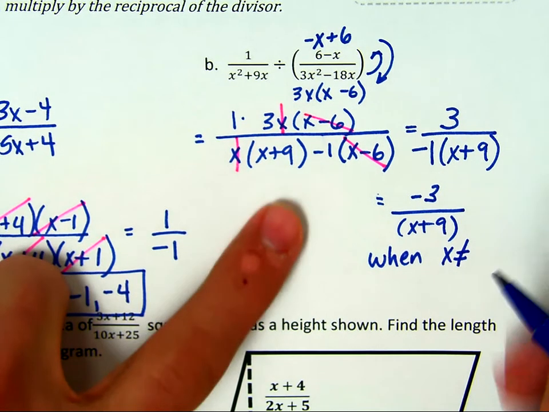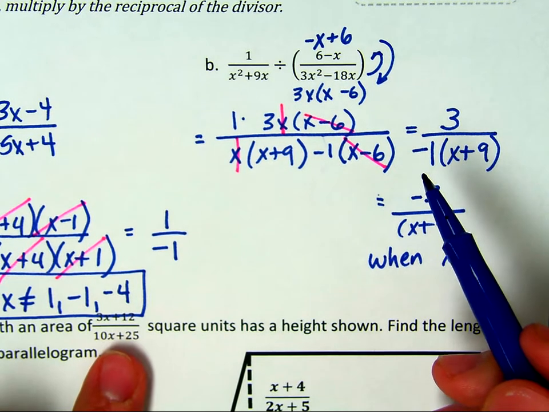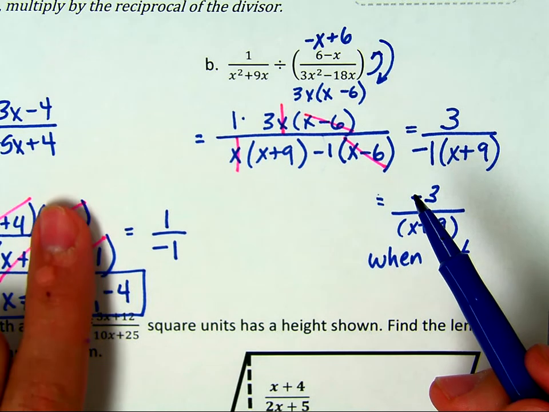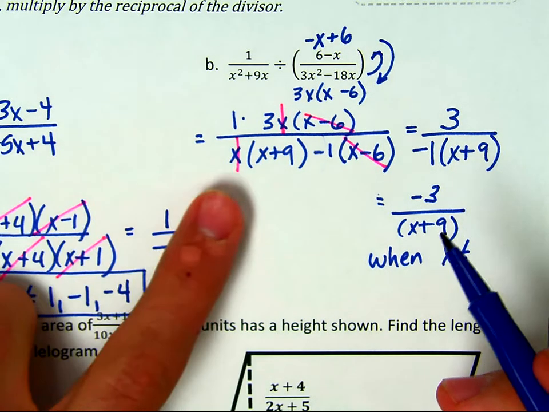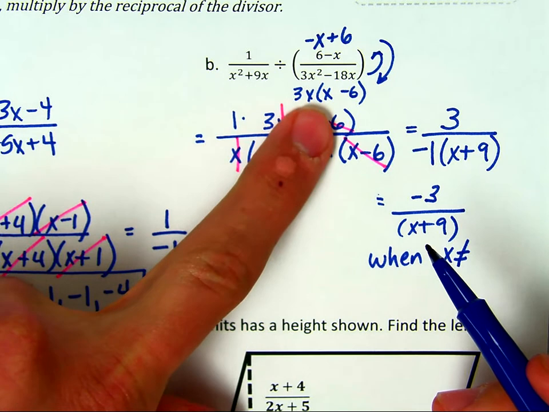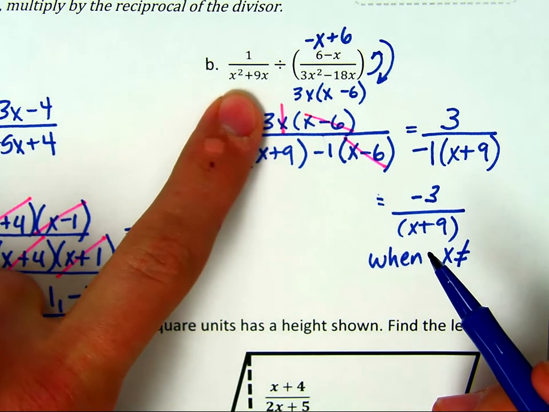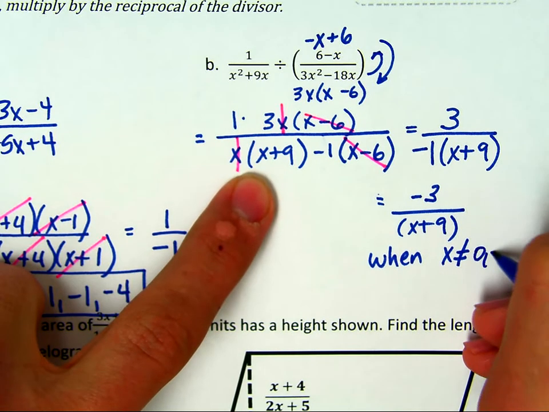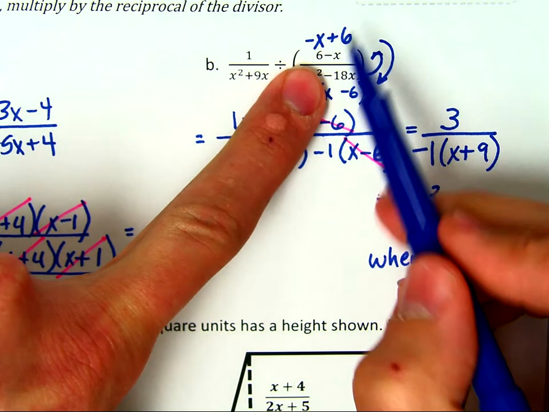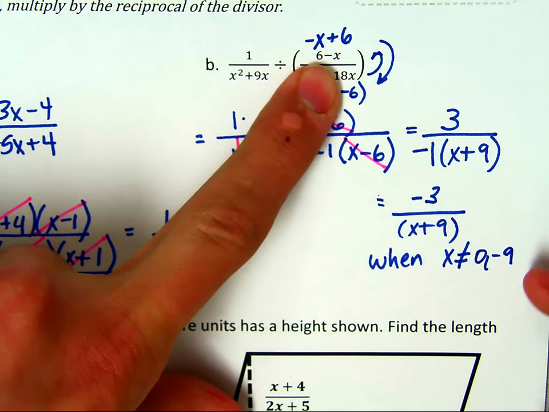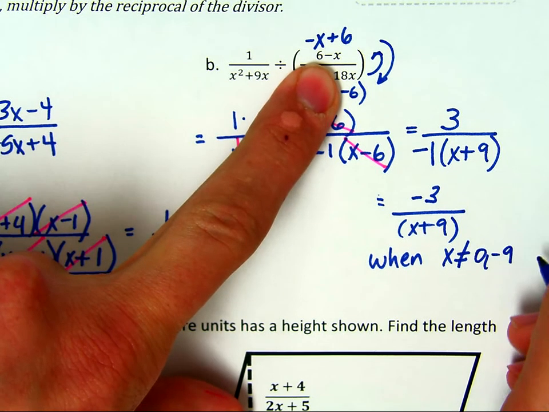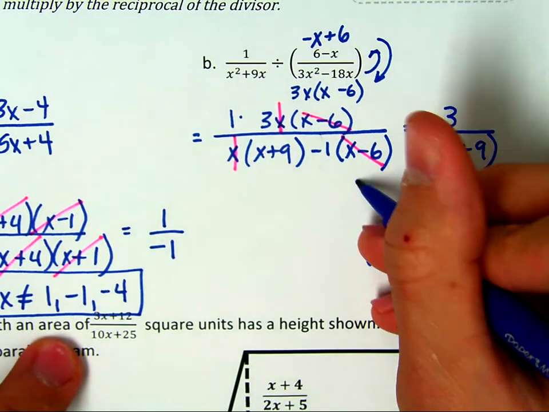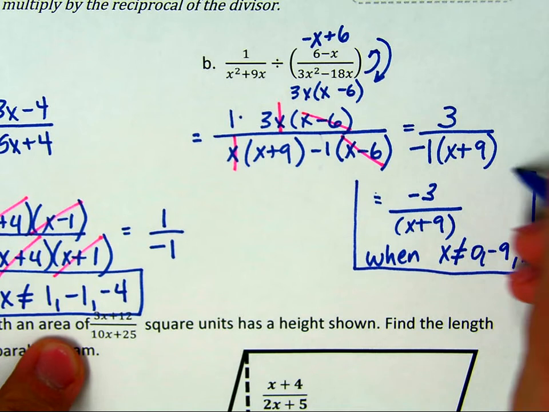Now, I think it's okay for this one because it worked out. When we talk about division, we want to use the original problem. So when we think about what would make this equal to 0, it was 0 and negative 9. But what would make this equal to 0 was 6. So x can't be 0, negative 9, or 6. So you want to use it before you multiply by the reciprocal.